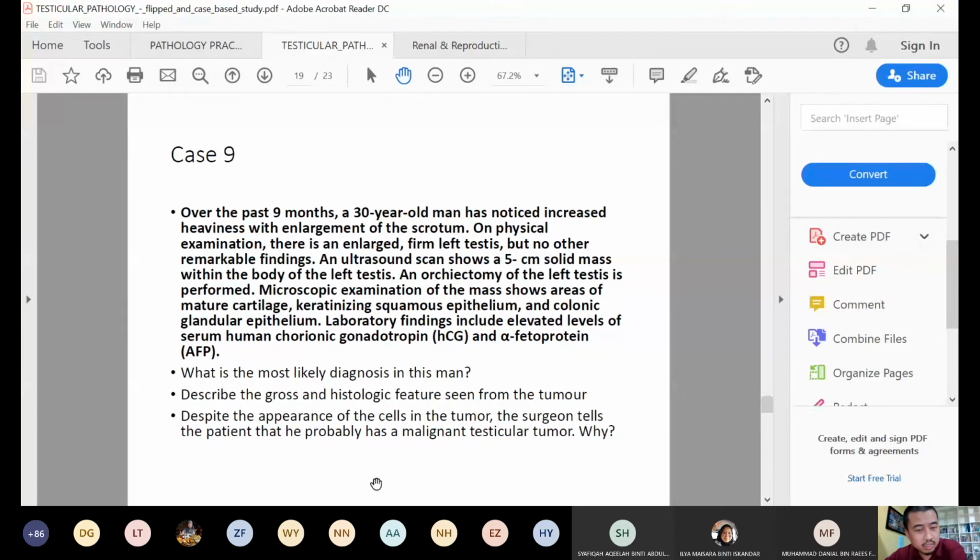Okay, but the surgeon tells the patient that he probably has a malignant testicular tumor. Why is that? Anyone has any idea? Because 30-year-old man. Yep. It's adult. Okay, so we say that children mostly are benign. The teratoma in children are mostly benign, but post-pubertal teratoma are considered malignant and has a potential to metastasize. Another reason, anybody? That's good. Can metastasize?